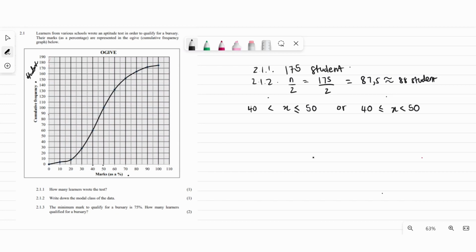So you pick whether you want to make this one greater than or equal to, or you want to make the other one. But either one of the two answers is going to be correct. So the last question, let's do the last question.